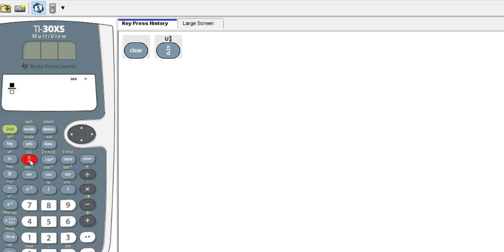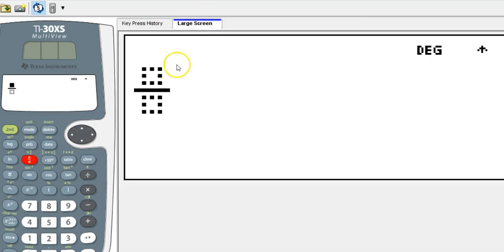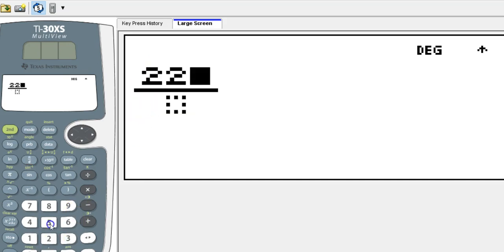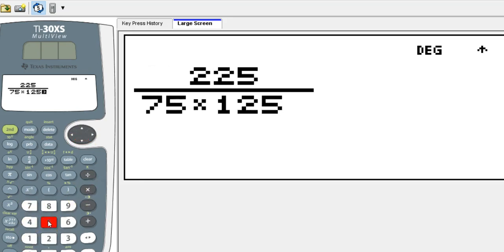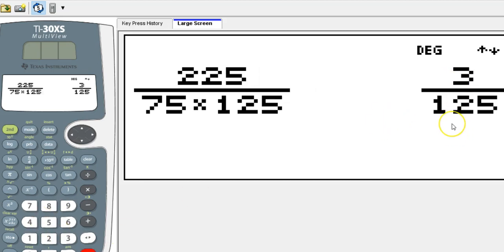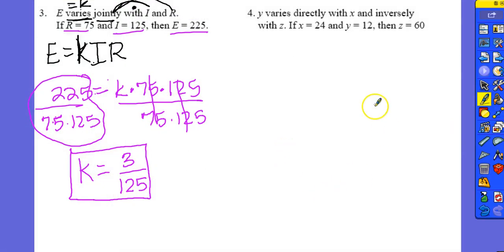You just pick your numerator over denominator, like so, and then you type in your numbers. 225 over 75 times 125. Am I right with those numbers? And then hit enter. 3 over 125. It's done. Don't complicate this process by multiplying things out. I know you know how to multiply and simplify. We don't need to practice that. Okay, back to work. Last one, here we go.